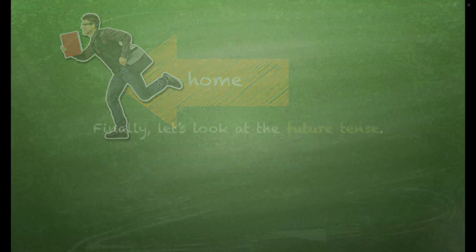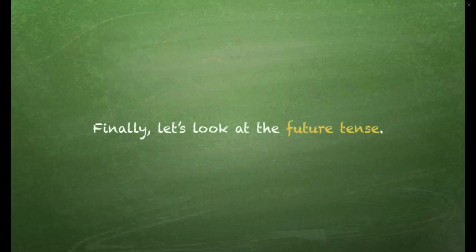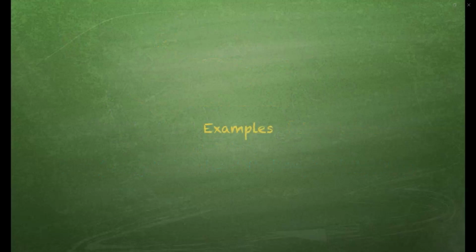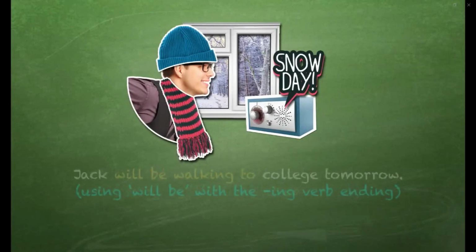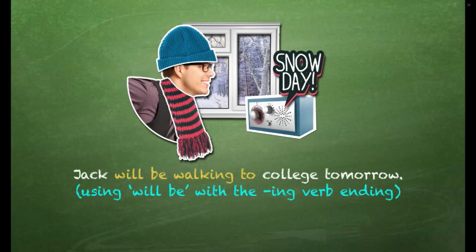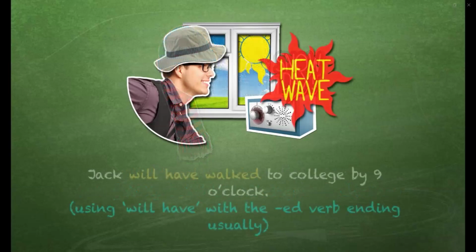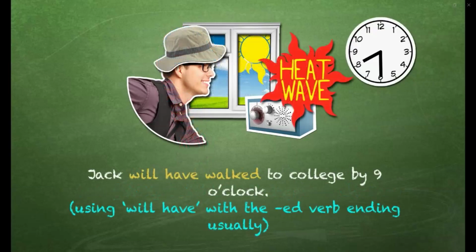Finally, let's look at the future tense. Examples: Jack will walk to college tomorrow, using will with the main verb. Jack will be walking to college tomorrow, using will be with the ing verb ending. Jack will have walked to college by 9 o'clock, using will have with the ed verb ending usually.